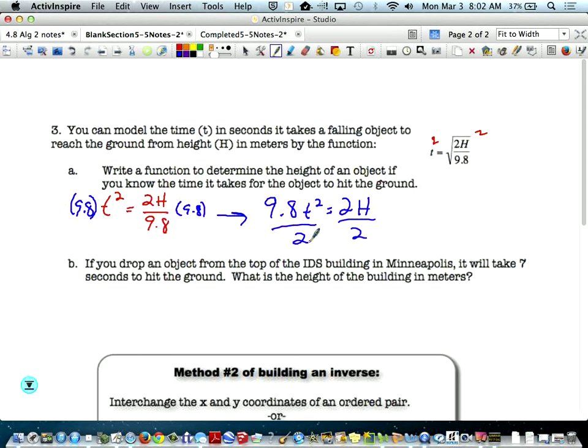Now, depending on what you did, you can take 9.8 divided by 2, what do you get? So you can write it as 4.9 t squared is equal to h if you like. Yes or no?